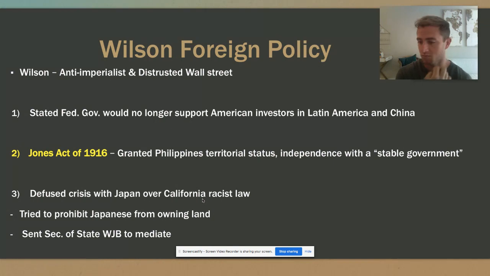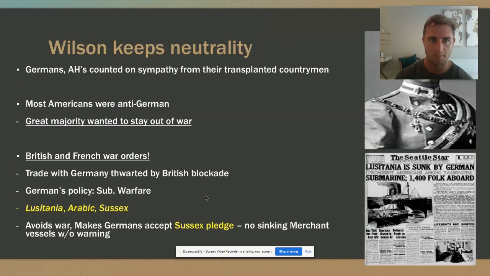And then diffusing a crisis with Japan over a racist California law. Stop me if you've heard this before. California once again being racist towards Asian immigrants, in this case Japanese. We had a group trying to prohibit the Japanese from owning land. Sensibly, Wilson is going to shut this down by sending in William Jennings Bryan, now the Secretary of State, to come in and mediate there.